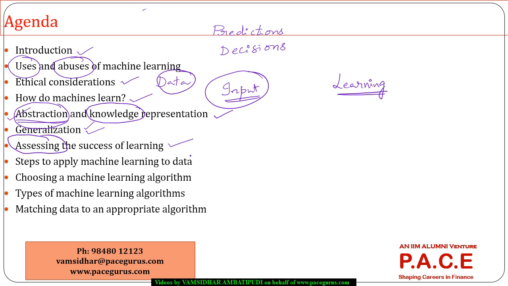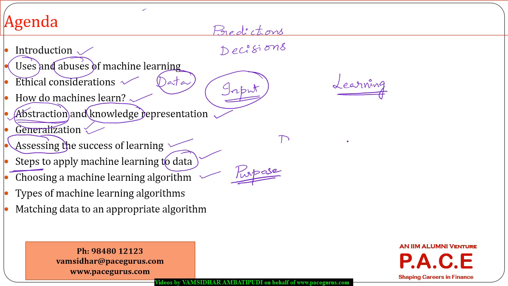If I am given data and I am asked to create a machine learning model, here I would be talking about the various steps to apply machine learning to the data. So we would be talking about it. Then different kinds of machine learning algorithms. For what kind of purpose do I need to choose what kind of machine learning algorithm?